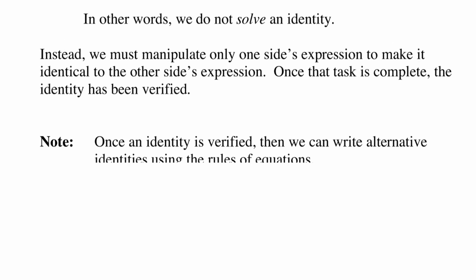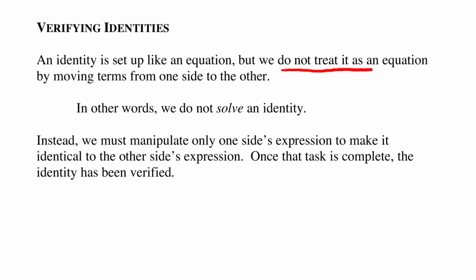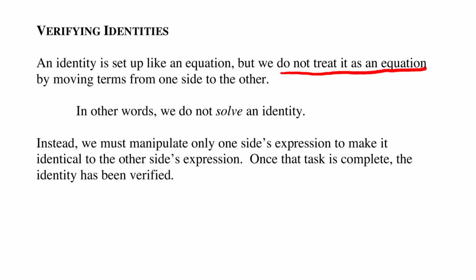Now, when we verify identities, it's set up like an equation, but we do not treat it like an equation, meaning we do not solve an identity, a supposed identity, one that we're trying to verify or prove. Instead, what we do is manipulate only one side of the expression, and we make it look exactly like the other side. And once we do that, well, then it's been verified.